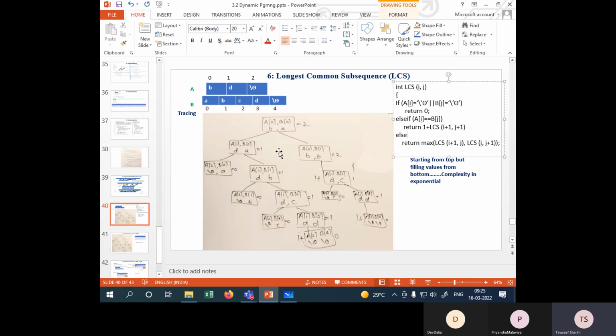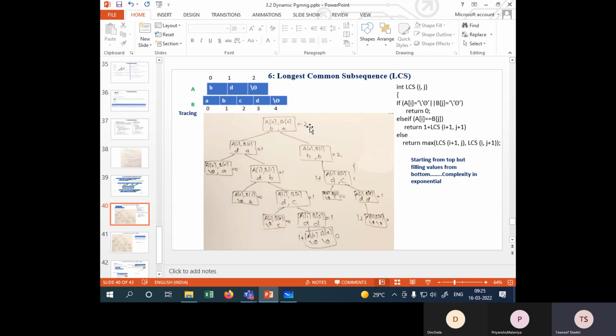These two will be compared. What is the biggest, 1 or 2? 2, that 2 will come here. So what does that mean? It means the final result which we get, that is equal to 2. The string is of size 2, longest common substring is of size 2.